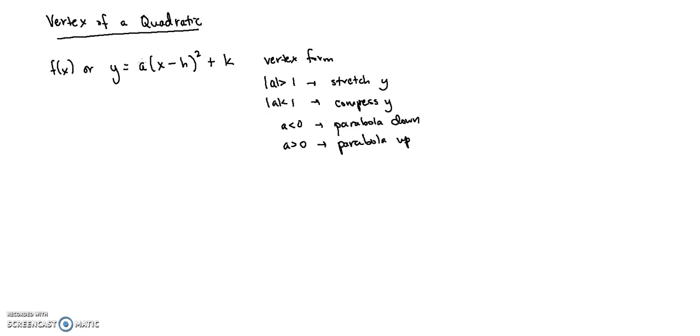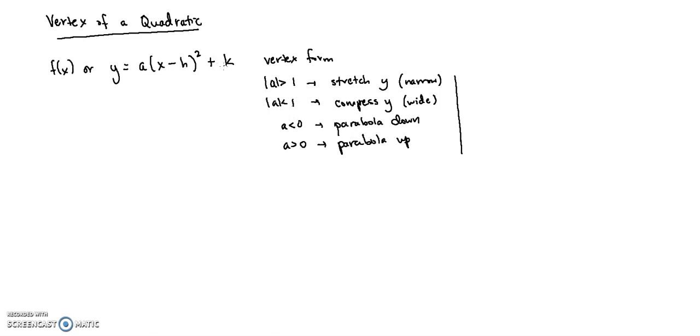Okay, if a is like 2, 3, 4, it's going to be a stretch in the y direction, which makes it look more narrow. If it's 1/2, 1/3, 1/4, things that are less than 1, then it's going to compress in the y direction, which makes it look more wide. If you have a negative out front, it's going to be a parabola facing down. If it's positive out front, it's going to be a parabola facing up. So we looked at all that stuff in the last video.